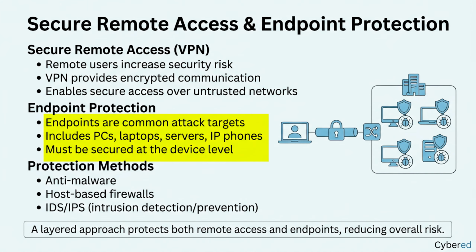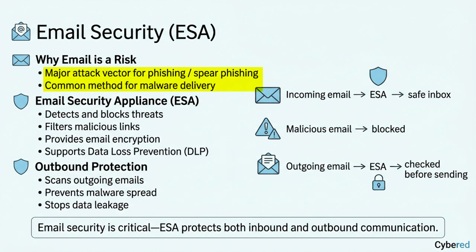Endpoints, like PCs, laptops, servers, and IP phones, are common attack targets. Stronger protection requires anti-malware, host-based firewalls, and intrusion detection and prevention. A layered approach improves detection and reduces risk. Email is a major attack vector, especially for phishing, spear phishing, and malware delivery. The email security appliance provides threat detection and blocking, malicious link filtering, email encryption, and data loss prevention. It also scans outbound emails to prevent malware spread and data leakage.